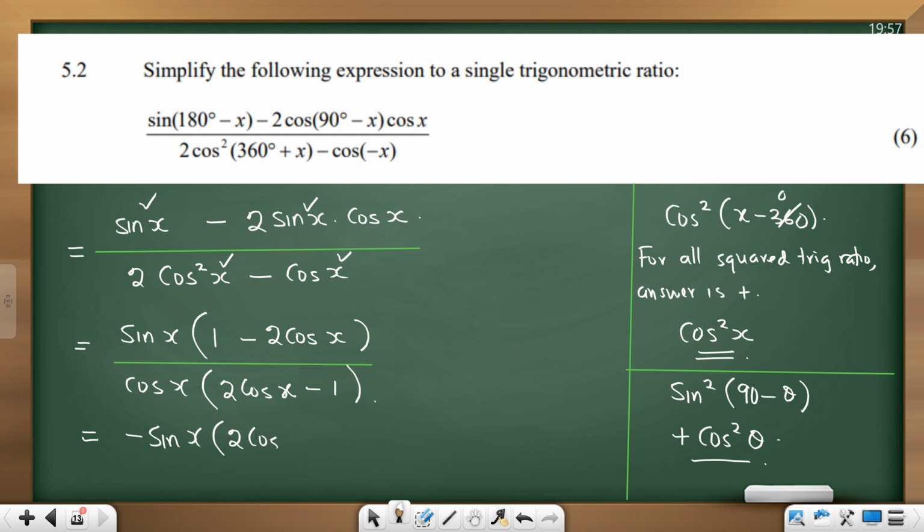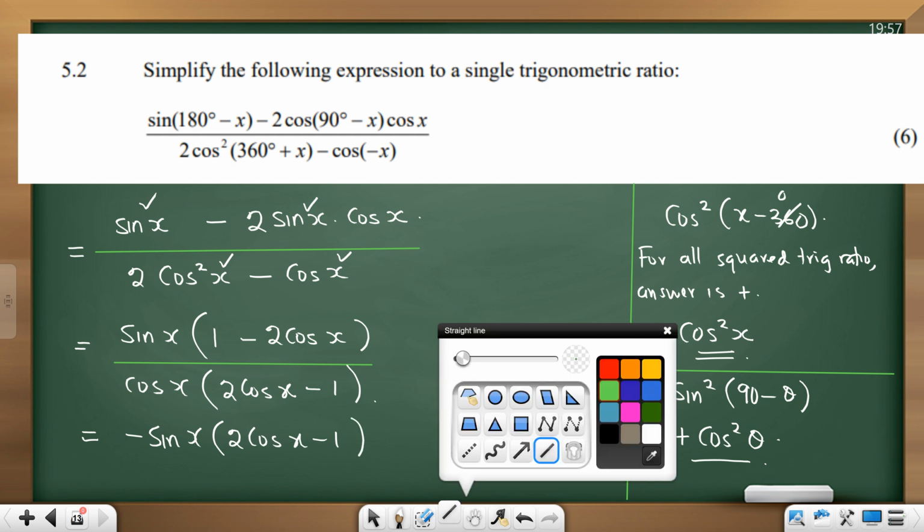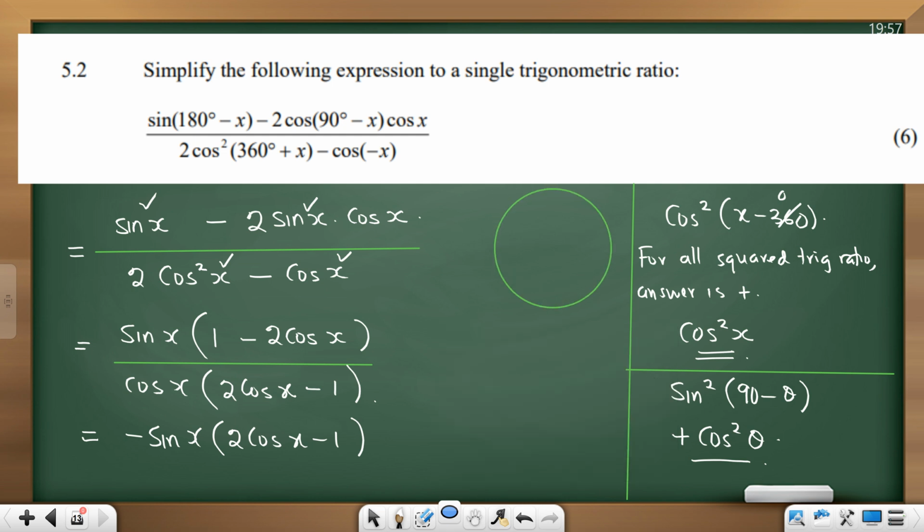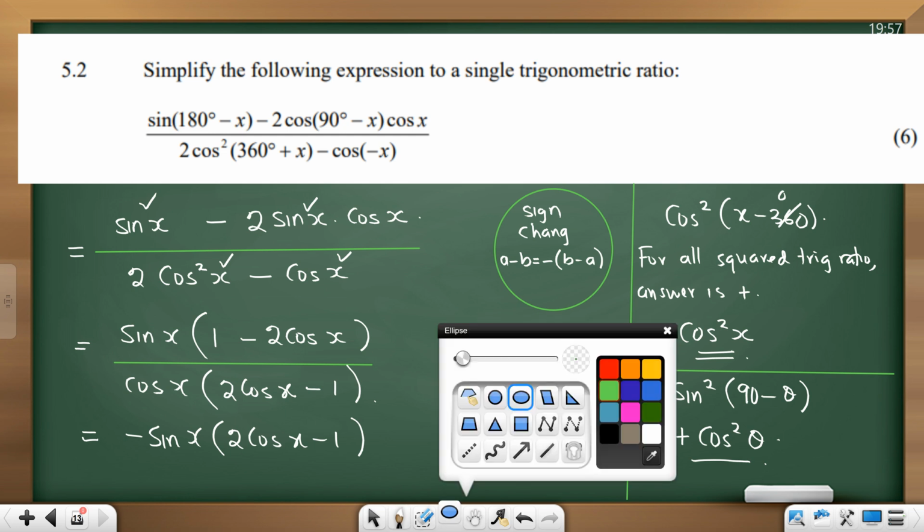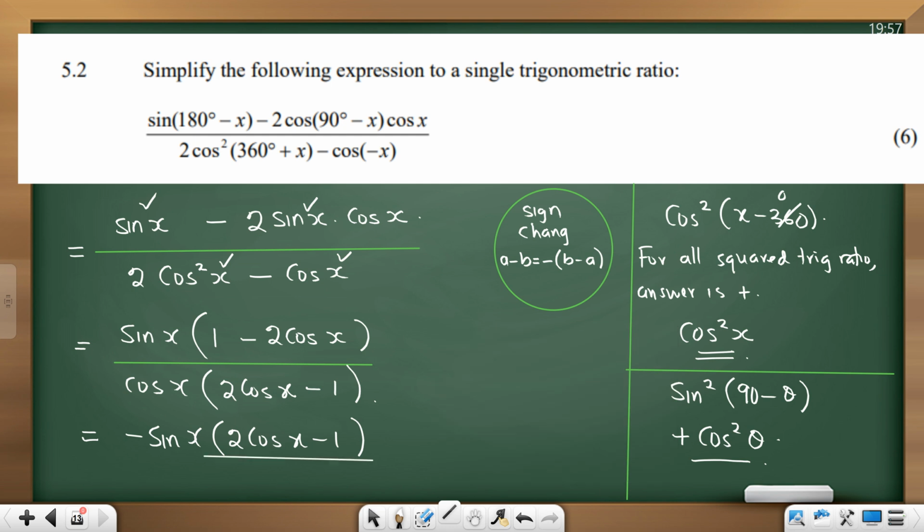This becomes 2 cos x. Sign change. This is what I'm using. Let me put the note here for you again. So algebra, guys, goes with you everywhere. Sign change. If I have a minus b, I can write it as minus, then I switch, so I put a minus and switch that in the bracket. So learn that again. We'll keep reminding ourselves of all of these principles.